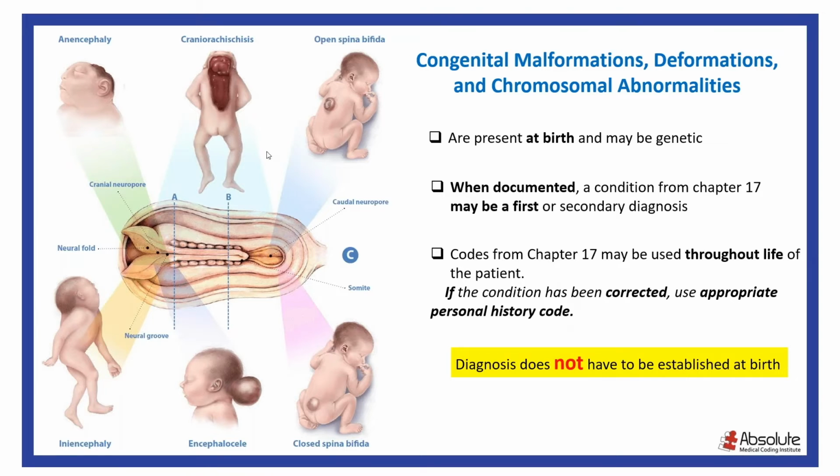So you can see different kinds of congenital malformations here in the image. We have anencephaly, we have closed spina bifida. So these all are what we call congenital malformations or deformations, or they may also be due to chromosomal abnormalities as well.